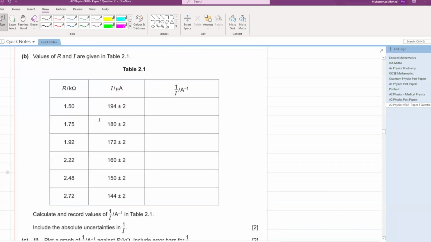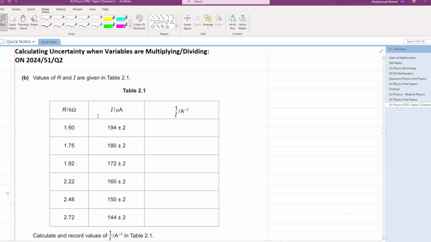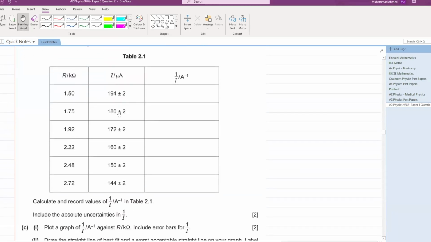This is basically October-November 2024, paper 5, variant 1, question 2. Now, if you see here, you are given some values of resistances, and some values of current. You have to calculate and record the values of 1 over I. First and foremost, what can you analyze here? All the values of current are in three significant figures. So the calculated value of 1 over I will be till three or four significant figures. Let's calculate some of the values.